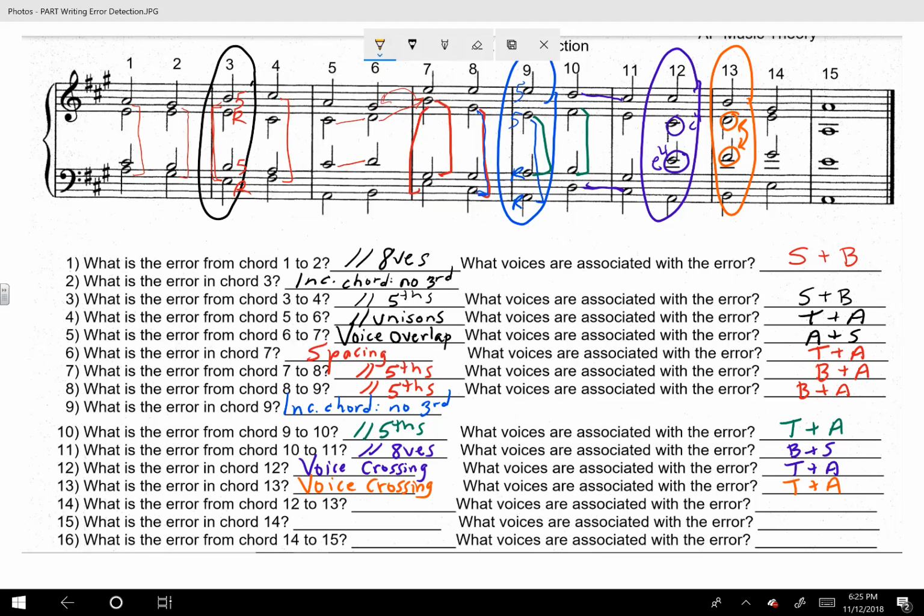Number 14. What is the error from chord 12 to 13? Parallel fifths associated with the bass and the tenor voices. A to E, B to F sharp. Parallel fifths are forbidden.